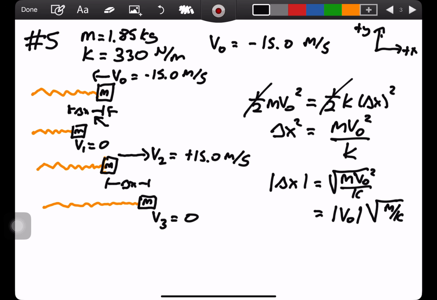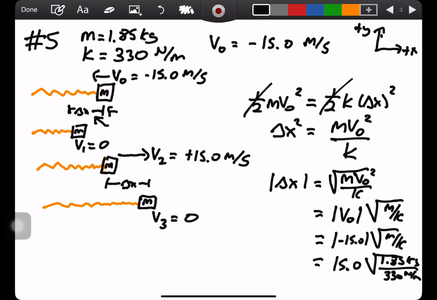And so we have been told what our initial velocity is, and since again I'm telling you the amplitude is a scalar, don't worry about the sign, the absolute value of negative 15.0 times the square root of m over k is just 15.0, because it's the absolute value, times the square root. We're told the mass is 1.85 kilograms, and k is 330 newtons per meter. And so when you plug all those numbers in, you get approximately 1.12 meters. So conservation of energy was the ticket here.